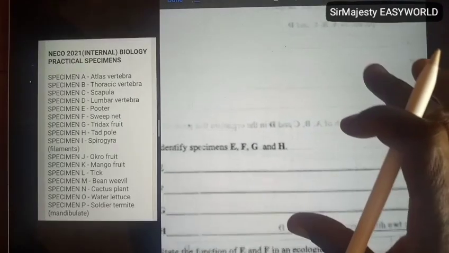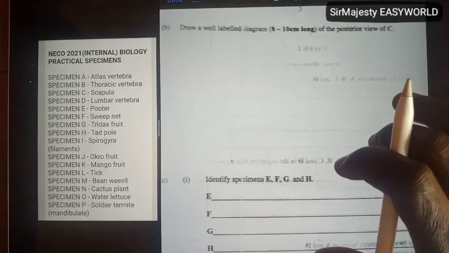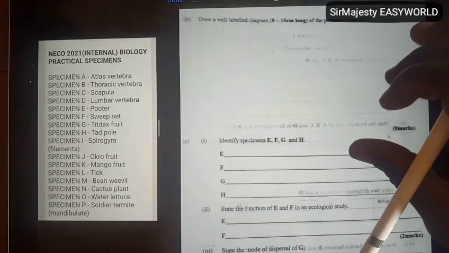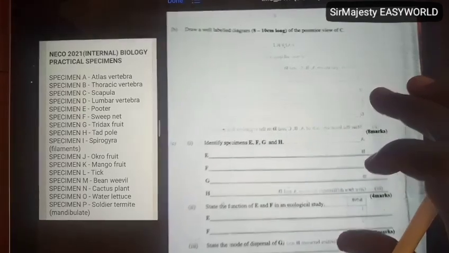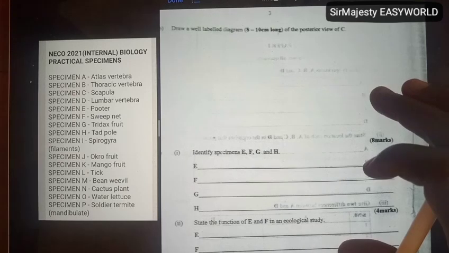number 3, and the question is say draw a well labeled diagram 8 to 10 cm long of the posterior view of C, and the specimen C is actually scapula. So posteriorly, you should watch down my video there and see how to make the view. Posterior view, what they mean here is actually from the back. So when you view from the back, that's where you show the spine of the scapula.